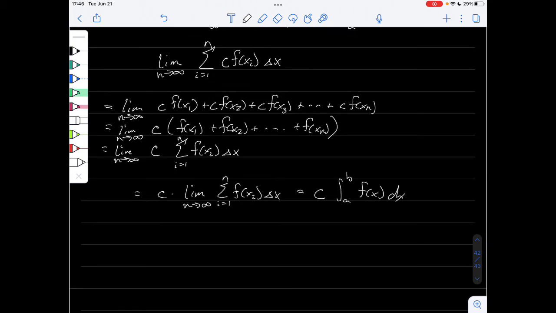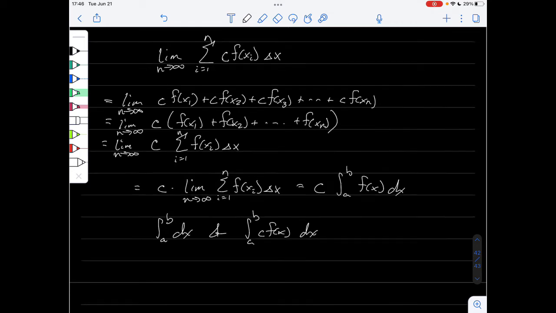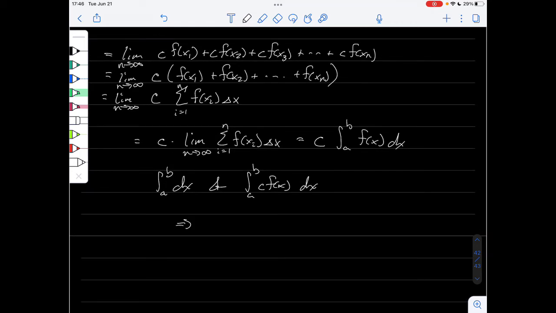This is kind of a combination of the integral from a to b of dx and the integral of c f of x. These two combine and tell us that the integral from a to b of c dx for any constant c is just c times b minus a.